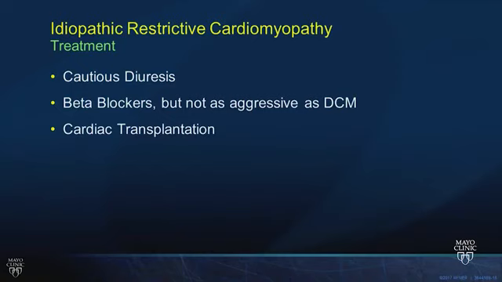Beta blockers are still used, but not as aggressively as we do in dilated cardiomyopathy. Remember when I told you about how there's that early filling and then not much filling late in diastole. If you slow the heart rate down too much in someone with restrictive physiology, you're just limiting their cardiac output because they only fill in the first part of diastole.